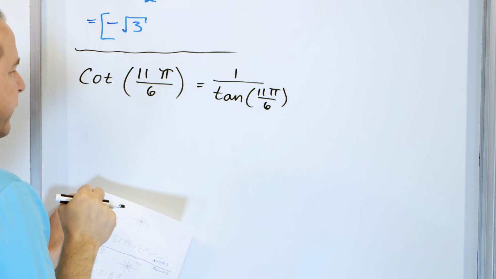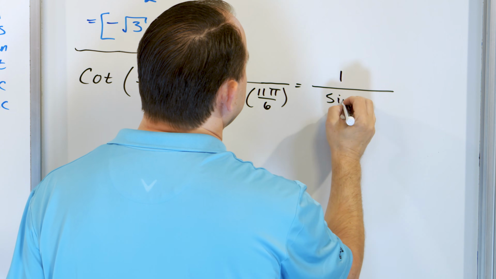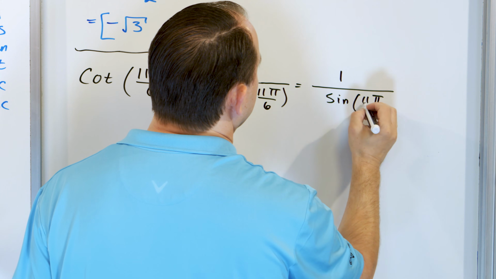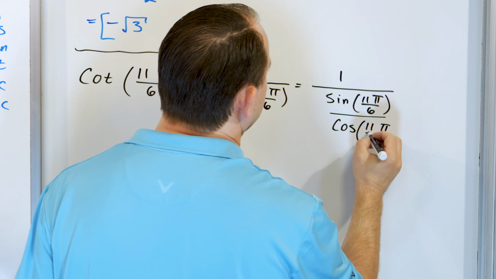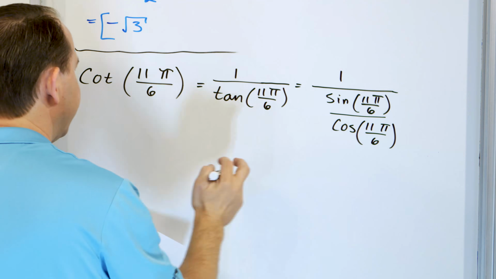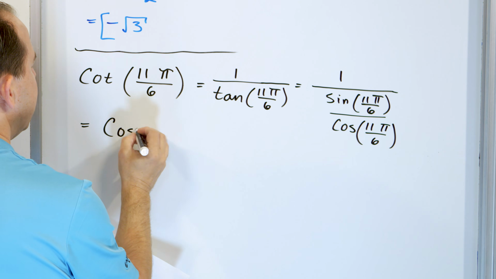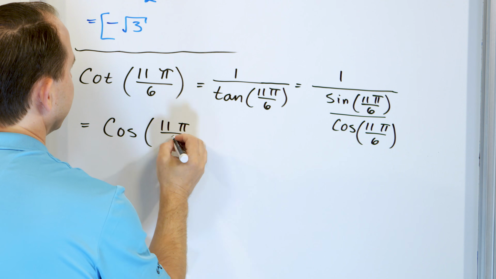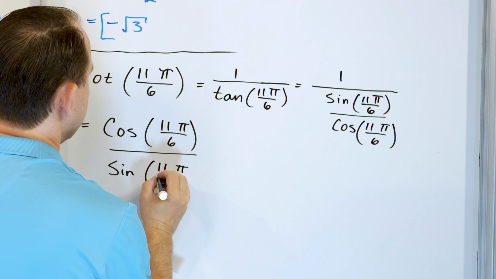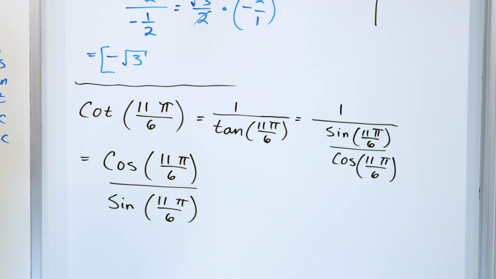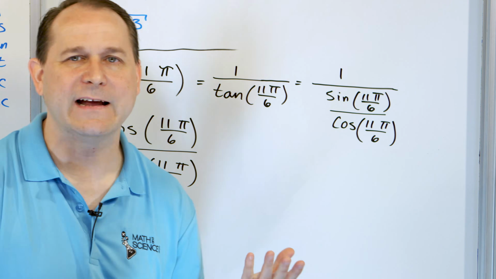Now, you can certainly do the tangent like this, but what I like to do is say, well, this is really 1 over the sine of 11 pi over 6 over the cosine of 11 pi over 6. But that's all in the denominator there. So when I actually do the division, I flip and multiply. Really, the cotangent is equal to the cosine of 11 pi over 6, all divided by the sine of 11 pi over 6. I probably won't do this too much in the future, but basically, you know that tangent is sine over cosine. Cotangent always works out to be cosine over sine. That's what you should really remember.